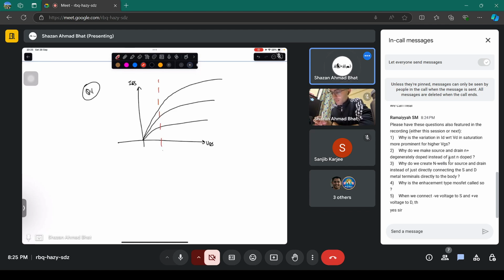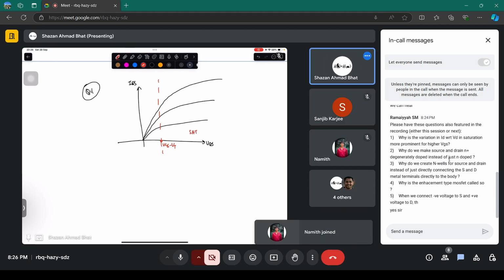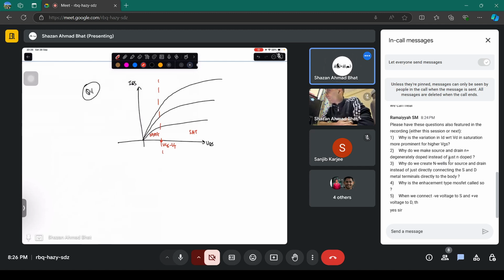This is the linear ohmic region. This is VGS minus VT. So this is the saturation region. This is the ohmic region. Okay. So why is the variation in ID with respect to VD in saturation more prominent for higher VGS? Okay, more prominent. You mean to say this increases because VGS is increasing.